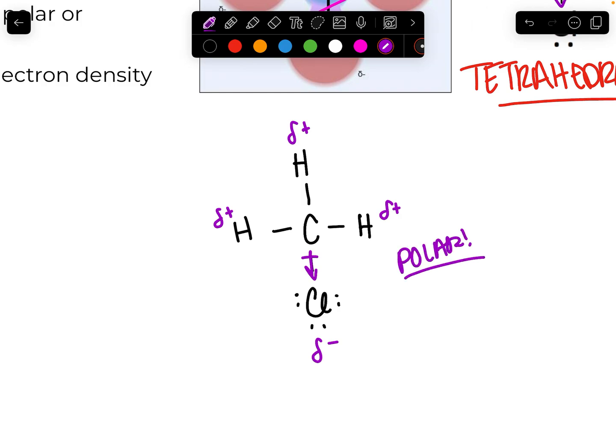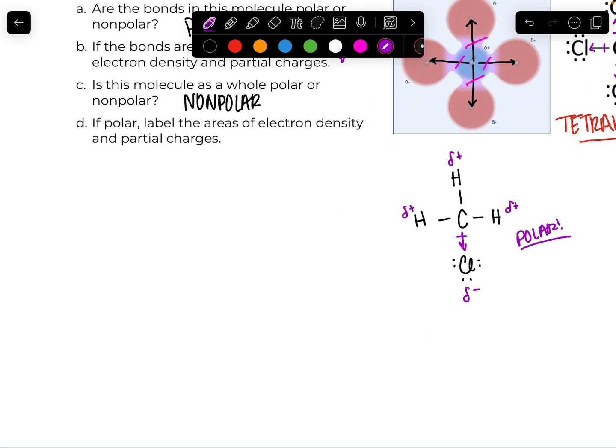So with linear, we have to use the symmetry to justify the polarity. With tetrahedral, we also have to use the symmetry to justify the polarity. We have to decide symmetric or asymmetric. The last one that we haven't talked about, our last geometry, is trigonal planar. So let me give you two examples. This is called formaldehyde. And then I can give you, how about this one?